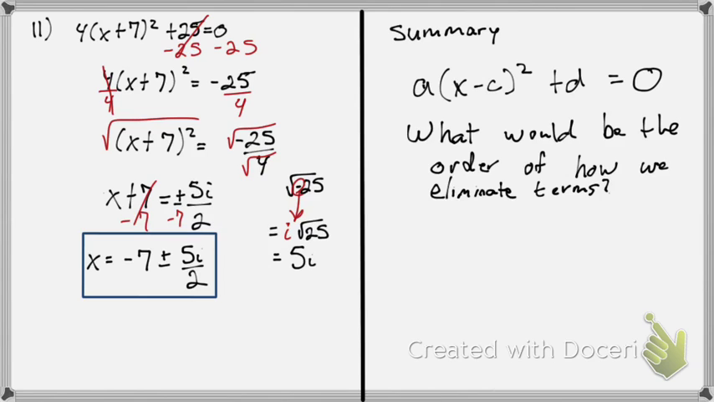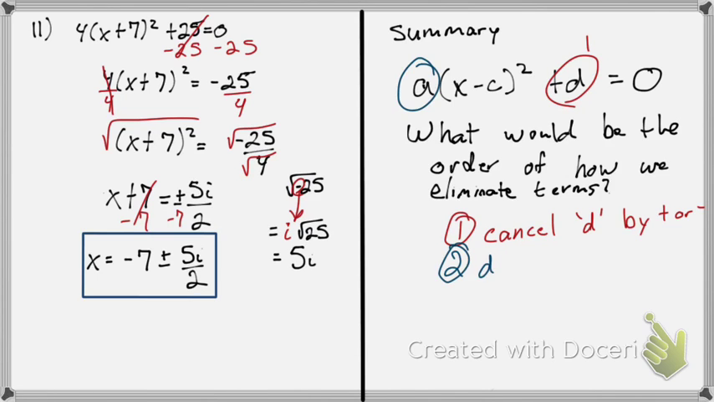Now, in regards to our summary, I've got a basic equation that's just got some variables in it. And so this is going to replace the summary that's already on the note sheet. If we were given this equation, a(x - c)² + d = 0, what would be the order of how we have to eliminate things? So the first thing we'd want to eliminate is whatever d happens to be. If it's positive, we would subtract it. If it was negative, we would want to add to cancel it out.